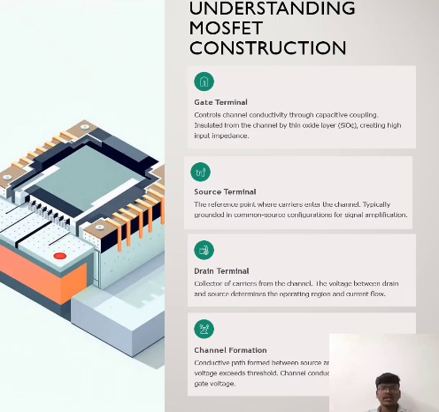Source terminal: the reference point where carriers enter the channel, typically grounded in common source configuration for signal amplification. Drain terminal: collector of carriers from the channel. The voltage between drain and source determines the operating region and current flow. Channel formation: a connectivity path forms between source and drain when the gate voltage exceeds the threshold voltage.